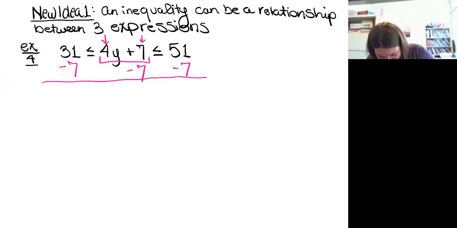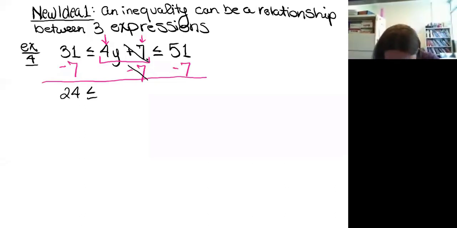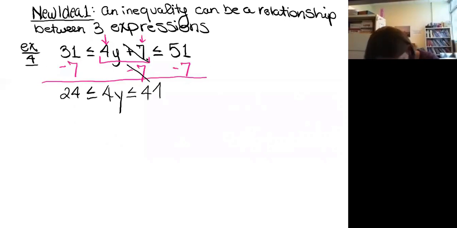So let's see what happens when we do that. So if I have 31 and I take away 7, I think I'll end up with 24, but it is morning time. So y'all ladies stop me if I get it wrong. And then in this middle expression, if I add and subtract 7, those will cancel out. So the only thing I have left is that 4y. Then I'll have my same relationship, less than or equal to, and 51 minus 7 will give me 44.